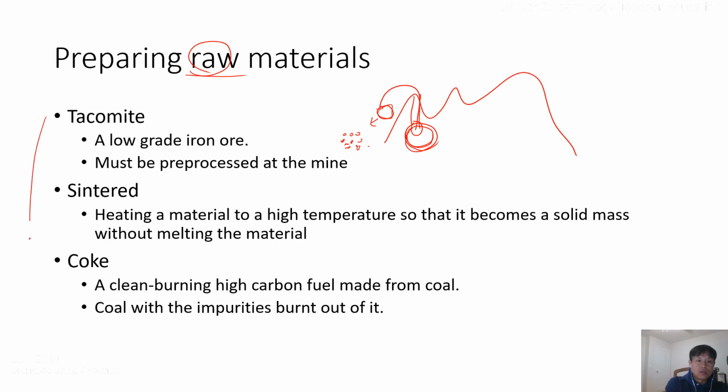And then these are other terminology, but one thing I want to highlight is the coke. So this is not a drink. That is called the coke. It's a clean burning high carbon fuel made from coal. So in the process of metal production, we use this coke as a fuel as well as a carbon source. So coal with impurities blown out of it.